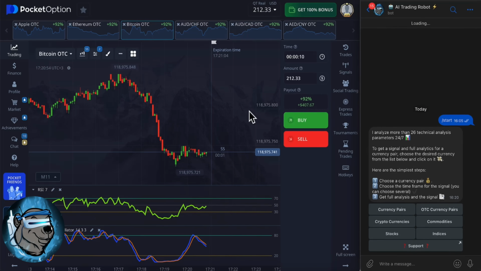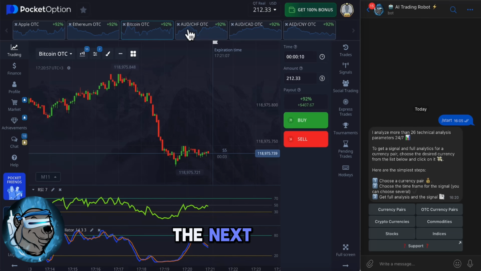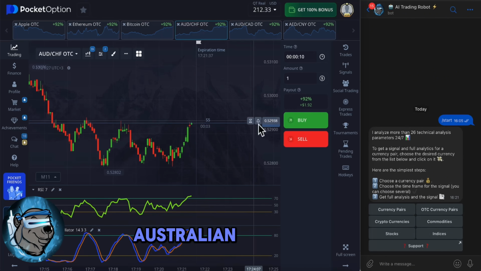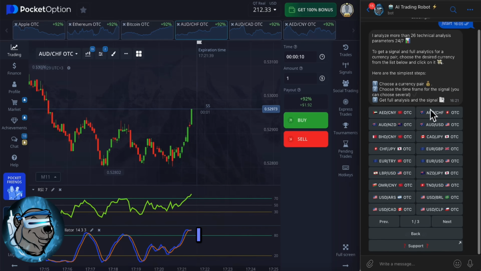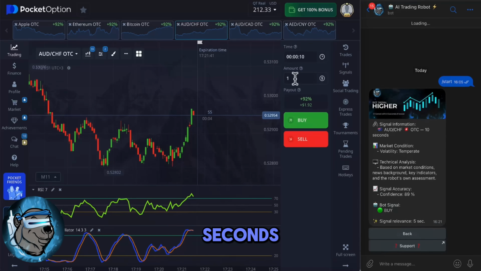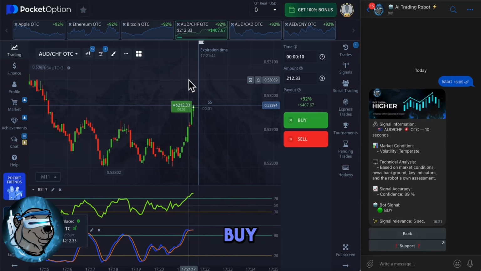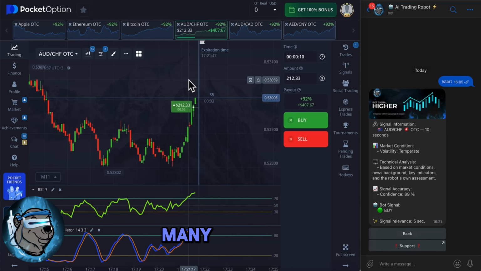Alright, now I'm moving on to the next asset. Australian dollar and Swiss franc. I find this asset, the signal is for 10 seconds. The trading robot tells me to buy. I've opened a buy trade, and many people ask me, why do I trade on 10-second intervals?